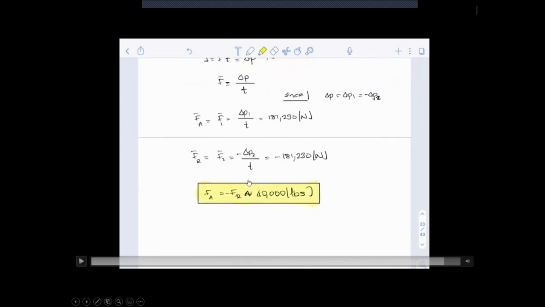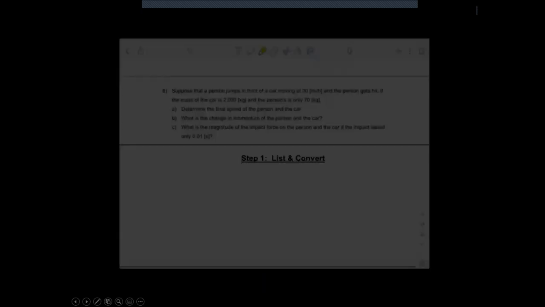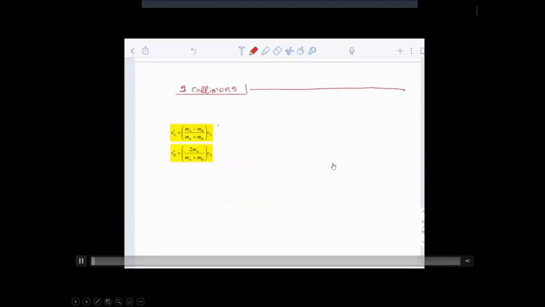So the action and reaction forces are the same, responsible for the momentum change. So depending upon the estimated impact time, the force is as large as 40,000 pounds. That's it. So that's how the magic happens. Conceptually, know how to interpret these conclusions. All right, so we talked about three collisions.